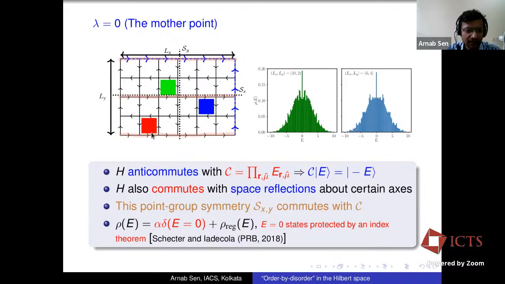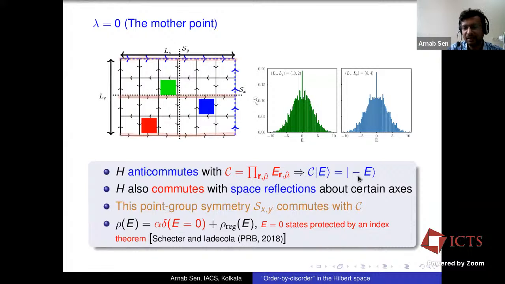Good. So now the key point is each plaquette here contains only one such pink line, okay? From this, using the algebra of Pauli matrices, you can easily prove that at lambda equal to 0, the Hamiltonian anti-commutes with this chirality operator. Because it does so, if you take a many-body eigenstate of such a theory, which I denote by E, and you hit it with this chirality operator, it gives you a many-body eigenstate of this theory with exactly the opposite energy, -E, because of this anti-commutation.